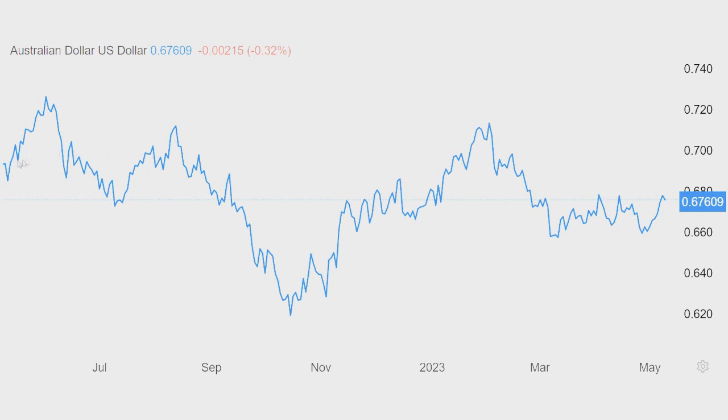So this is the trend of the Australian dollar compared to the US greenback, or the USD. You can see here that we hit a peak at about 72 or 73 cents this time last year, and now we're currently sitting at about 67 cents. So we can see that this is a downward trend.